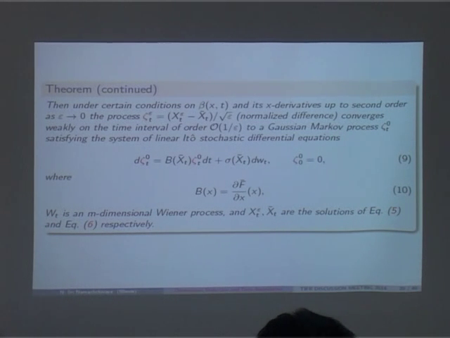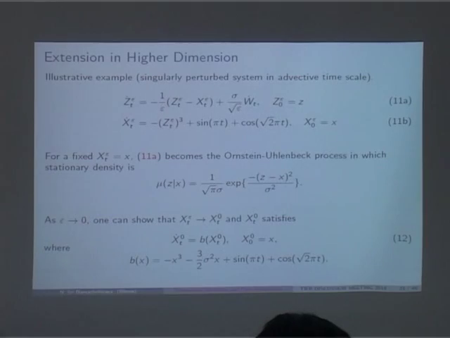Okay, this is the classical result of averaging, 1962, before most of you were born, except for a few people. Let me go through this with an intuitive example. Then you can see how it works in a higher dimension.